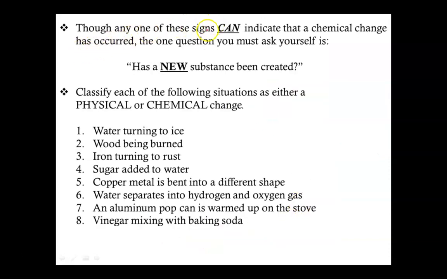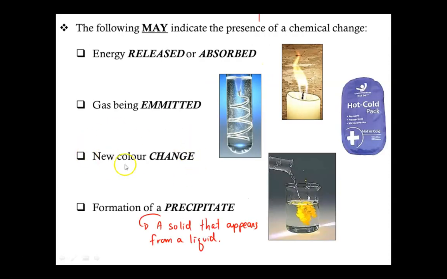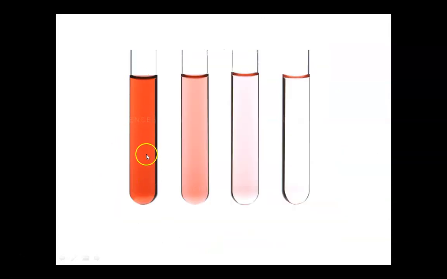Though any one of those signs can indicate that a chemical change has occurred, the one question you must ask yourself is, has a new substance been created? So just because I have a color change doesn't mean a new substance has been created. So take for instance, let's say I had some grape juice. Then I added some more water to it and now it's not as sweet. Then I added even more water to it because I'm a monster. And now it doesn't even taste like grape juice, it just tastes like water at this point.